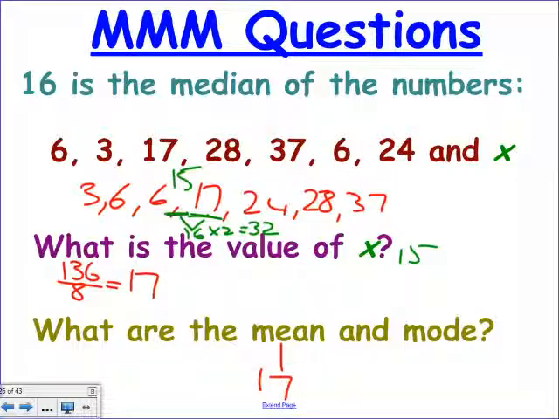And what's the mode? So can you see from one set of data how different a mean, a median and a mode could be? Yeah?